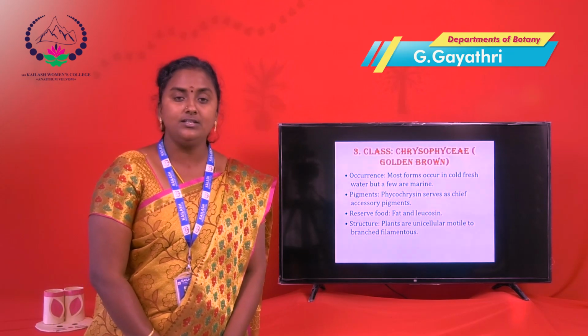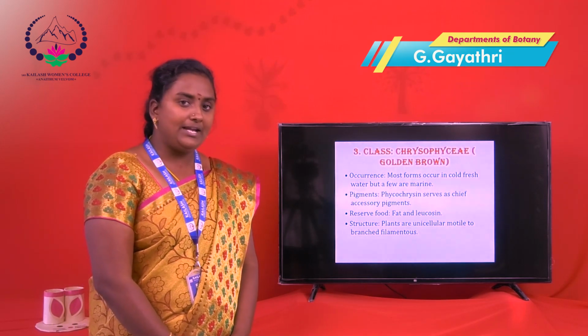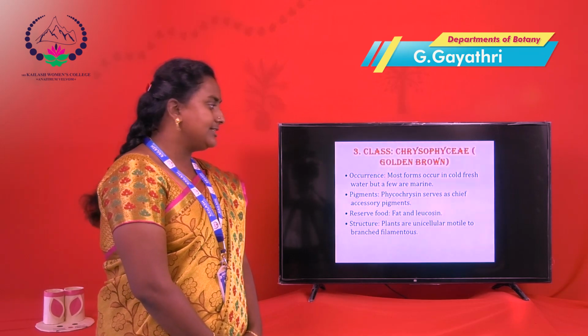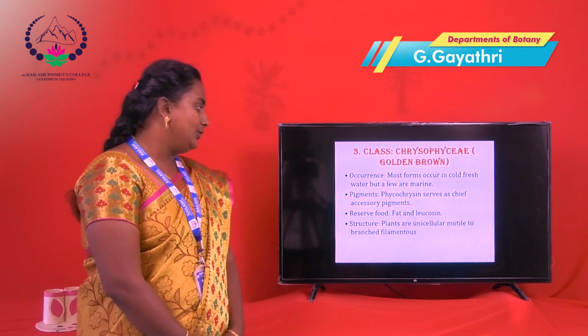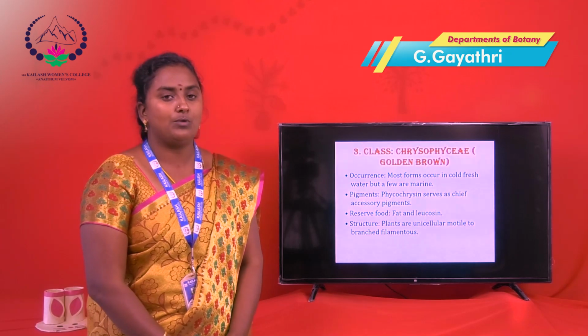The next class is Chrysophyceae. Chrysophyceae mostly occur in cold freshwater. The pigment is phycochrysin. Reserve food material is fat and leucosin. Structure is unicellular motile to branched filaments. The example of this Chrysophyceae is Dinobryon.